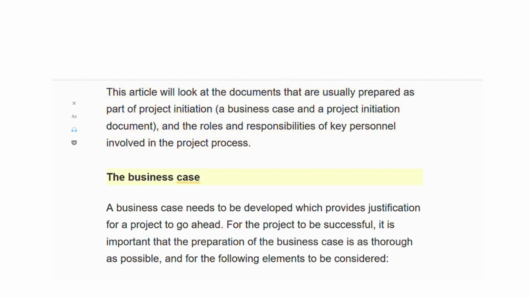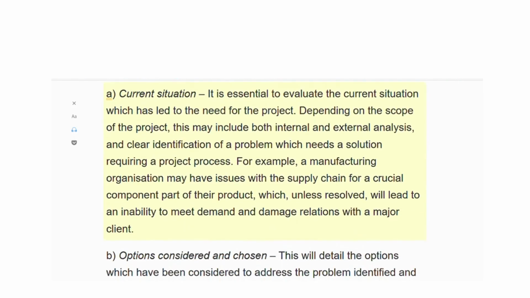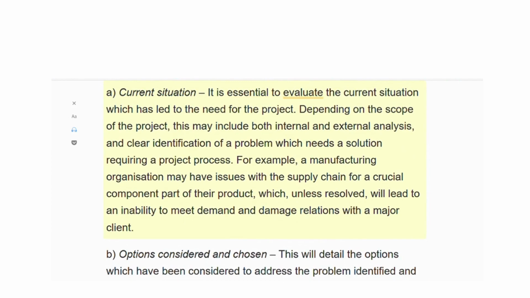The business case. A business case needs to be developed which provides justification for a project to go ahead. For the project to be successful, it is important that the preparation of the business case is as thorough as possible, and for the following elements to be considered. A. Current situation. It is essential to evaluate the current situation which has led to the need for the project. Depending on the scope of the project, this may include both internal and external analysis, and clear identification of a problem which needs a solution requiring a project process.